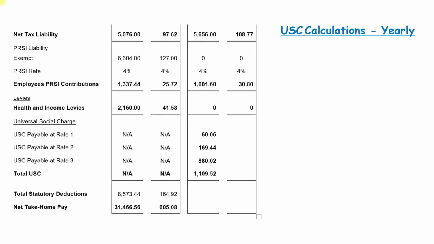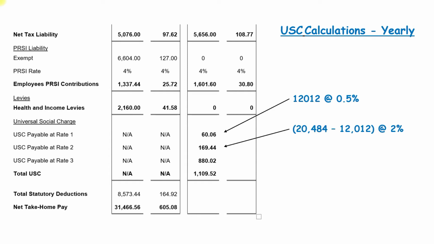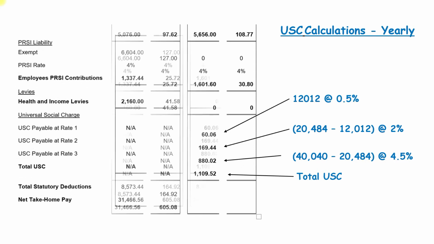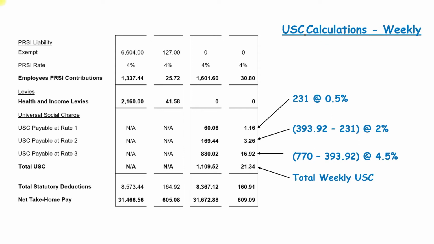The final calculation in this exercise is the universal social charge. This time we use the yearly brackets. 12,012 at 0.5%. Up to 20,484 at 2%. And as we have not reached the next bracket, we use the gross of 40,040 for the final bracket. We then add up the three figures to give the total USC. We calculate the weekly USC in the exact same manner, using the weekly gross instead of the third bracket.